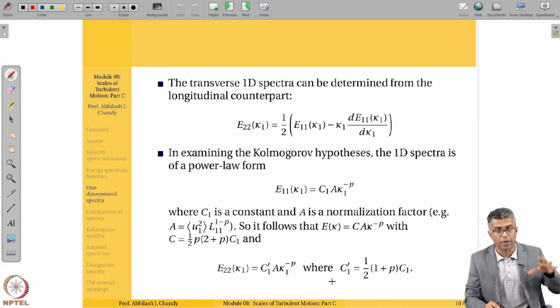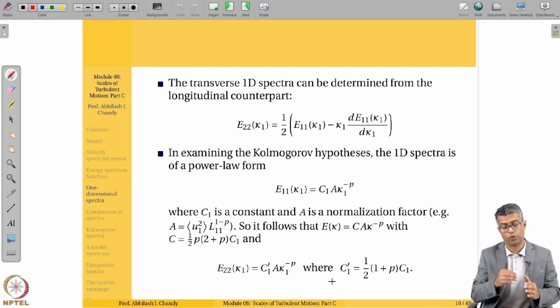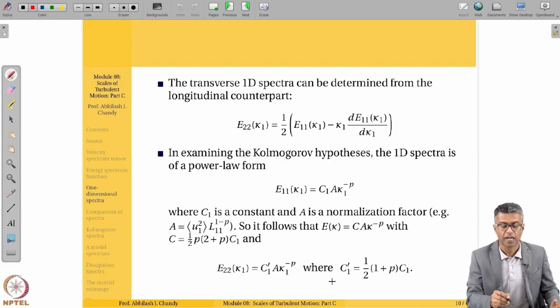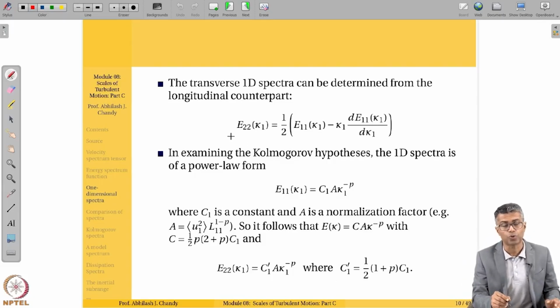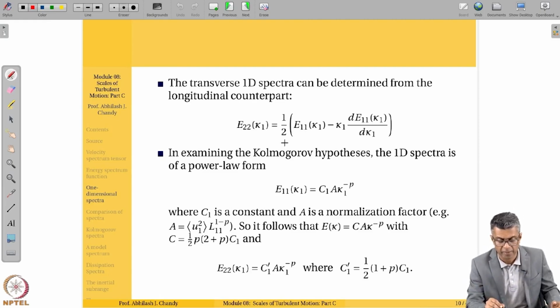Now, similarly, you can get a transverse 1D spectra. Transverse would be normal to the direction of the flow. Longitudinal would be along the direction of the flow. So you would have the transverse 1D spectra, which is E22 of kappa 1 and is given by this equation. Again, I'm not going into the derivations of this. Just take these equations as given. So I have it as half of E11 of kappa 1 minus kappa 1 times d over d kappa 1 of E11 of kappa 1.